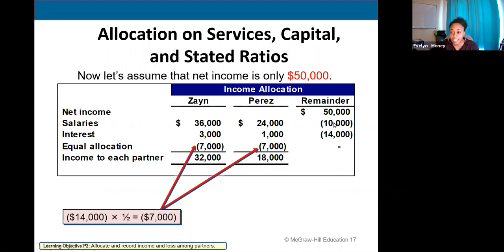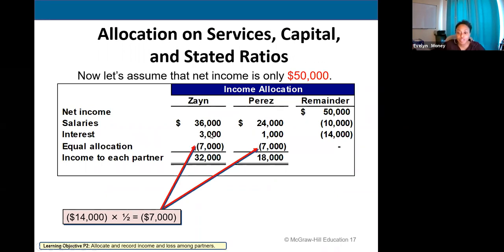Combine those 2, subtract it from the negative 10,000. Negative 10,000 minus 4,000 gives me a negative 14,000. Any remainder, whether it's positive or negative, gets allocated equally. So we're going to cut this negative 14,000 in half, and 7,000 will go to Zane, 7,000 will go to Perez, but it's a negative 7,000.